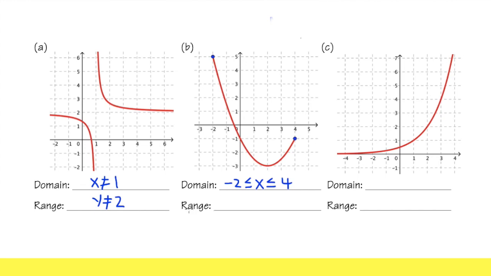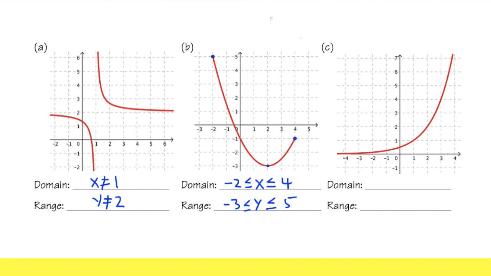Well, for the range, it's the set of all the y values. The minimum is right here, right? -3. So we put down -3 and all the way up to 5. So I'll just put down 5. And then again, less than or equal to, less than or equal to. And then once again, we are done.